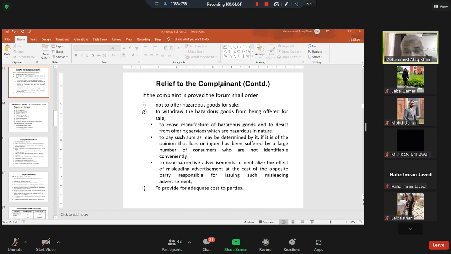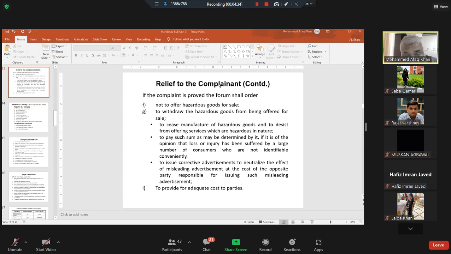So this is all with respect to this particular topic, that is the consumer grievance handling by the respective fora, consumer complaints, and the redressal of the grievances.